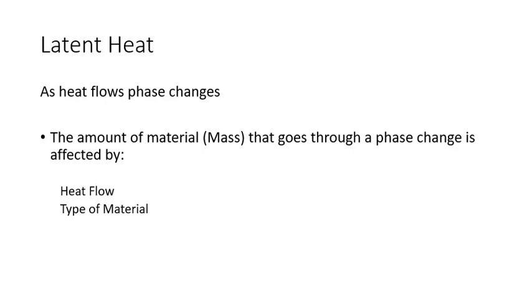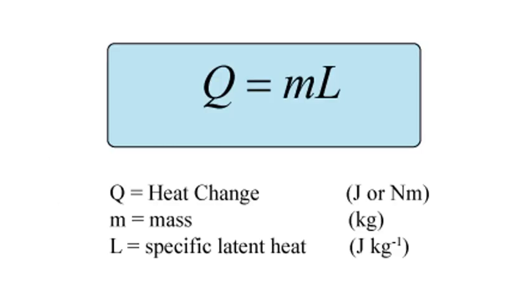So the equation for that section is this. The heat equals the mass times the specific latent heat. Sometimes I just call it the latent heat, which is perfectly fine too. So again, Q is the heat, M is the mass, and then we have this measurement, which is latent heat. It's not much different than specific heat, but specific heat dealt with a change in temperature.